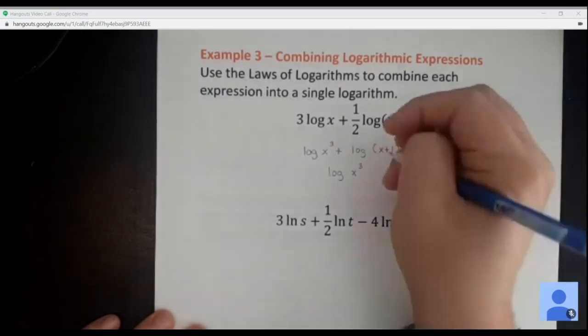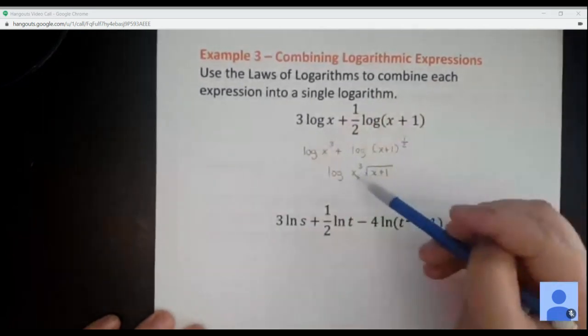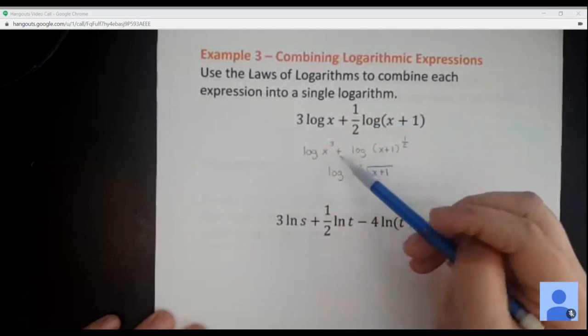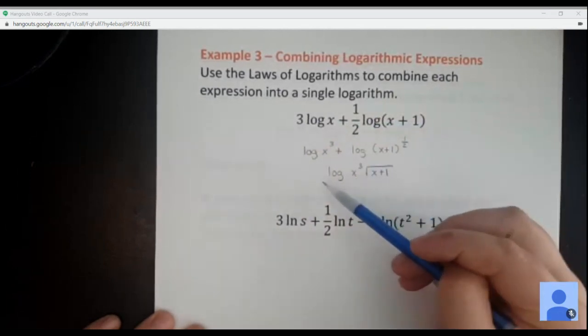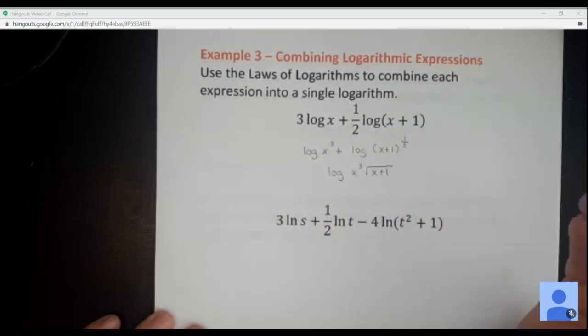Good. It's a square root, right? So this is going to become the square root of x plus 1. Okay, but notice here we're multiplying those together because we had addition here. Now we've got this all as a single logarithm. We've got our multiplication in there. We have no more exponents to move up, right? So that is our final answer as a single logarithm.